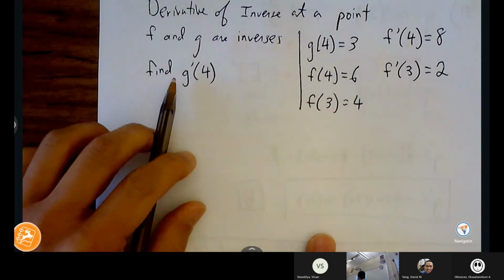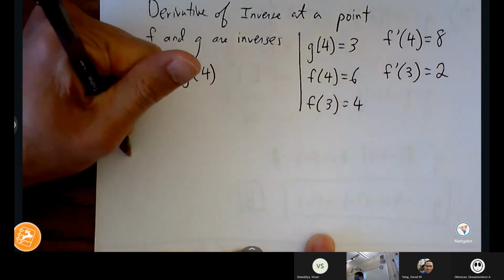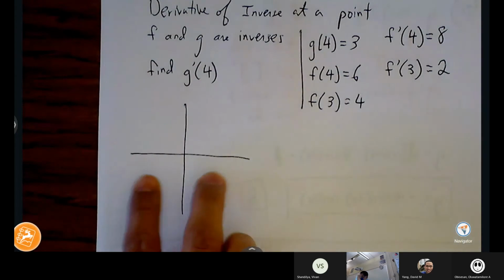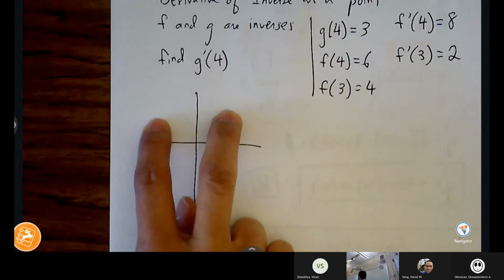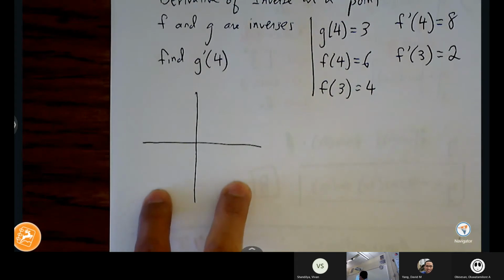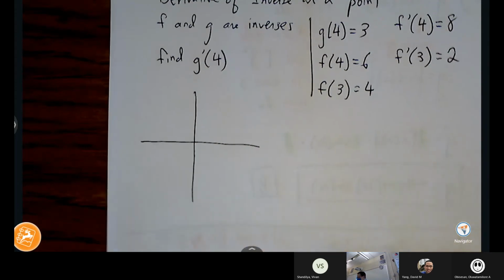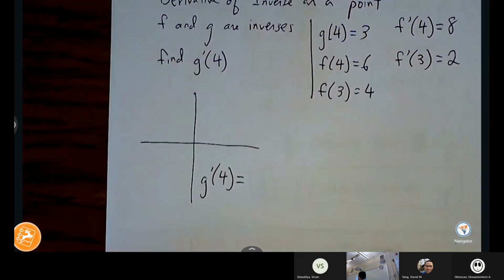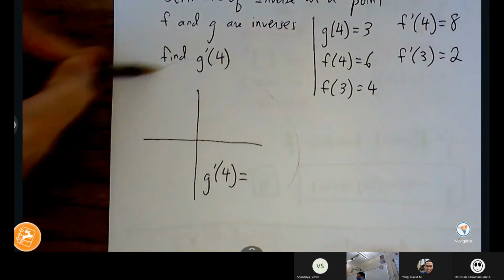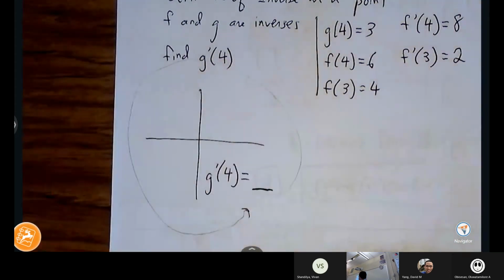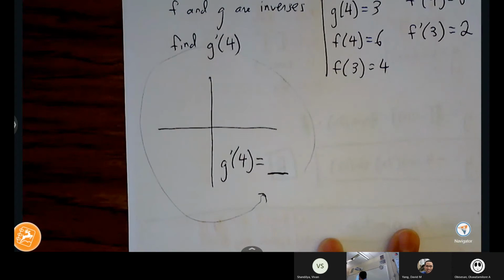But I know that f and g are related. I like to create my chart here to help organize my information. In my top space, I'm going to put the fact that their ordered pairs are going to be flip-flopped, but then below I'm going to show that their slopes are going to be reciprocals. So I know my target is g prime of 4. Really, I'm just going to work my way around this chart, and by the time I return back to it, I will have enough information to know what the slope is.